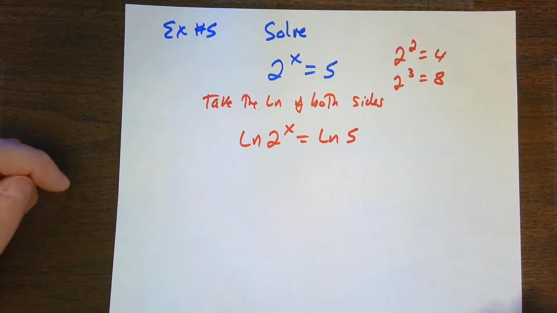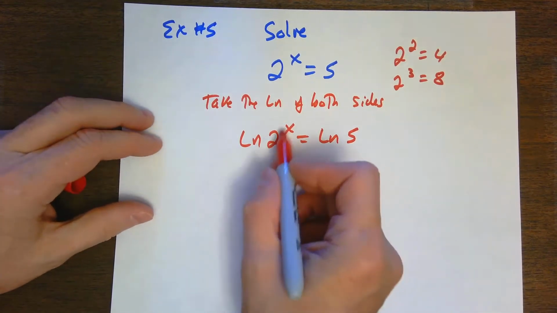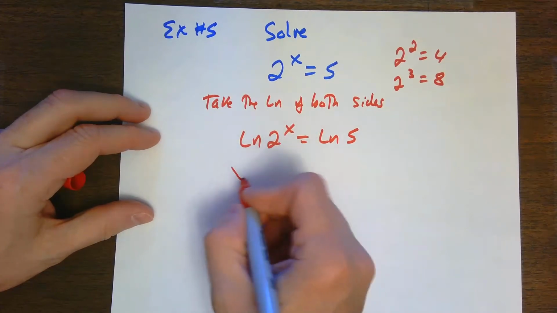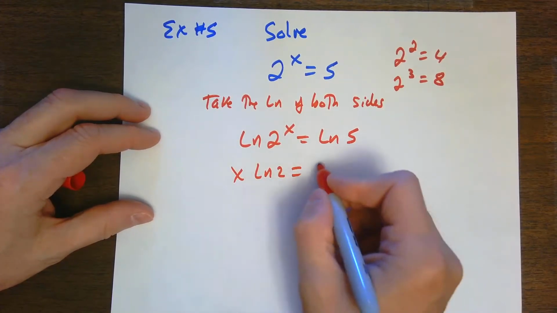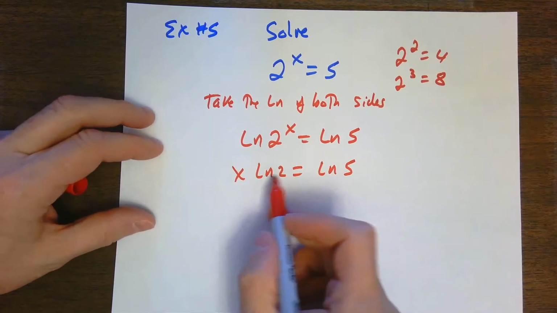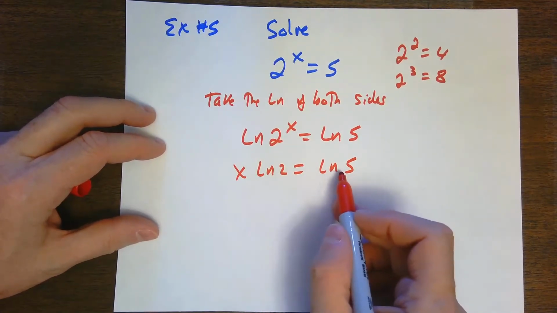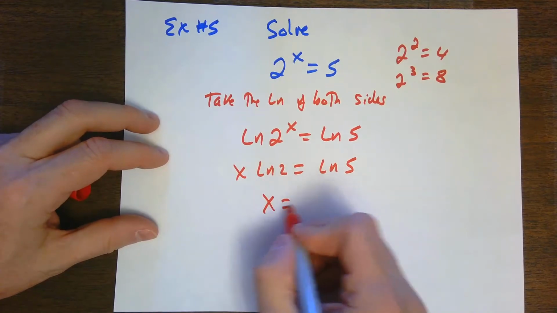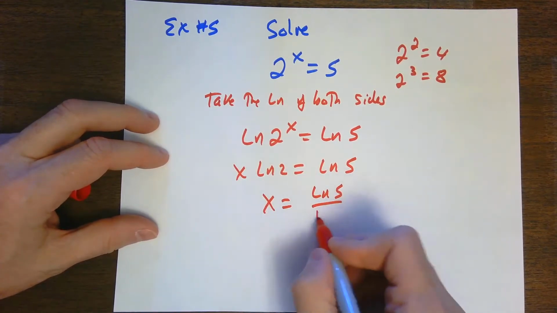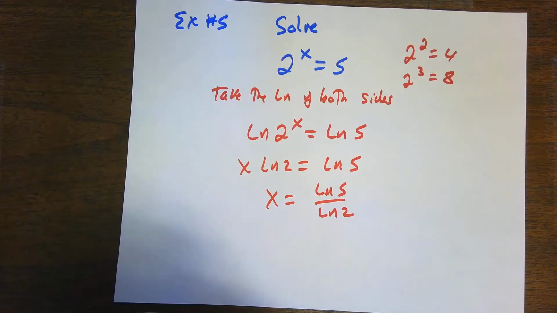This helps because I can use properties of logarithms. Power property. I'm going to bring the x out in front. x times the natural log of 2 equals the natural log of 5. Natural log of 2 is just some number. I'm going to do it on the calculator in a minute. Natural log of 5 is just some number. Divide both sides, and I get x equals the natural log of 5 over the natural log of 2.